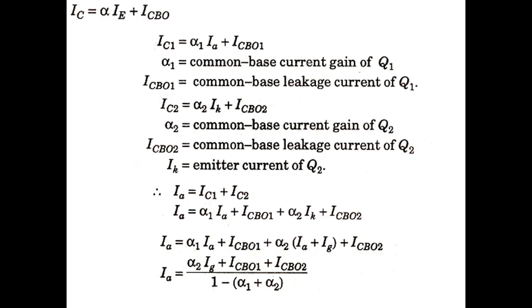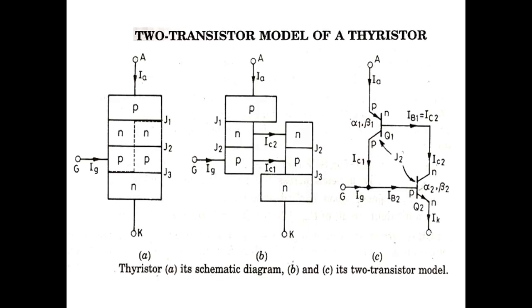The next one, IC2 is equal to alpha 2 into IE2 plus ICB02, and IE2 is nothing but the cathode current of SCR, so IE2 is replaced by IK, and here also alpha 2 is the common base current gain of Q2 and ICB02 is the common base leakage current of Q2, and IK is the emitter current of Q2. And from this diagram, IA can be written as IC1 plus IC2.